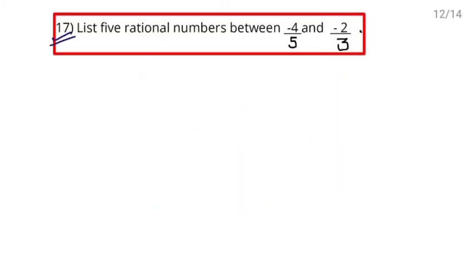Next question number 17, list 5 rational numbers. अब उन्होंने क्या बोला है? 5 rational numbers. So firstly write first rational number -4/5 and here second rational number -2/3.